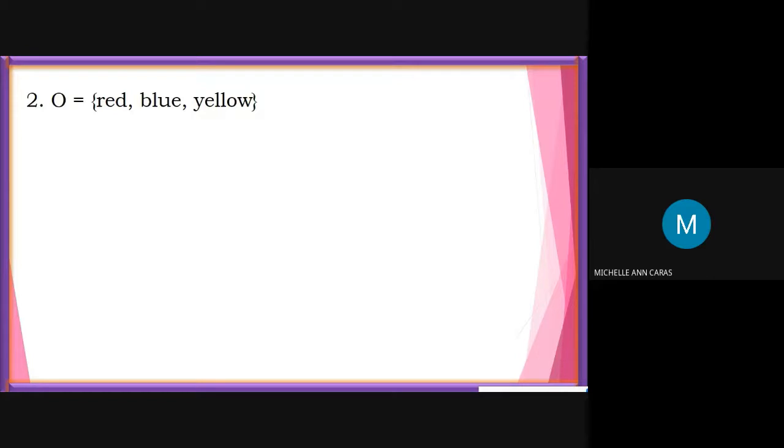Okay? So, example number 2. Set O has the elements red, blue, and yellow. If we're going to use the same formula, 2 raised to the power of n, the value of our n includes the elements of set O. How many elements does set O have? We have 1, 2, 3. So, therefore, our n is equal to 3. We substitute n with 3.